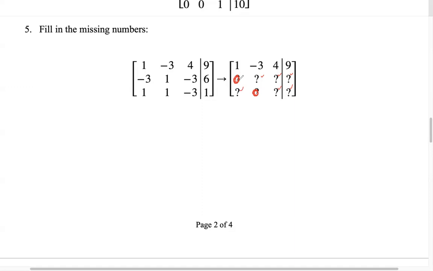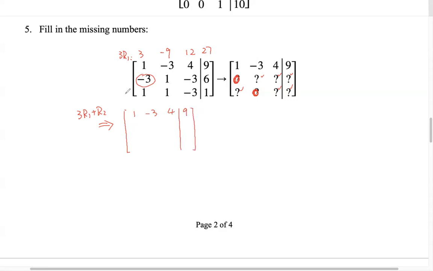Okay, let's see. So let's come here. The first one, we need to change -3 to be 0. Right? So we could do 3R1 plus R2. Right, so 3R1 is our bridge. It will be 3, -9, 12, 27. Then the first row doesn't change. We just write it down.